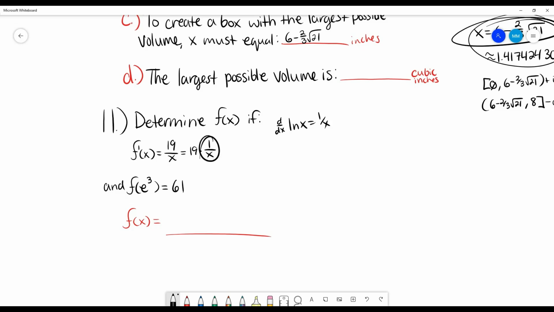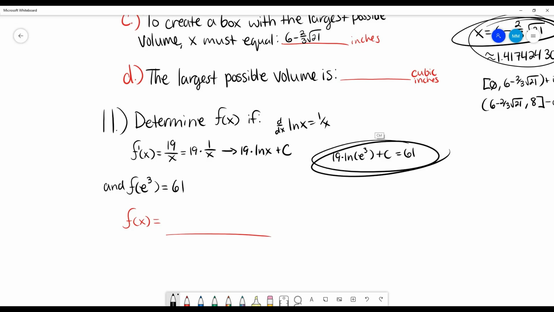So when I see a 1 over x and I want to take the integral, I know it's going to be natural log. So I know that the integral of this is going to be 19 times the natural log of x plus c, right? Because we don't know if there's any constants. And then if I plug in e to the power of 3, I know it's going to equal 61. So 19 times natural log of e to the power of 3 plus c, did I say 0? That's a 61. Good Lord, I'm tired. I'm so sorry.